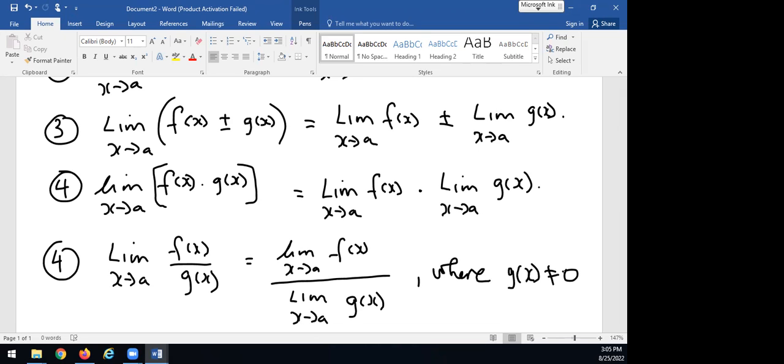So those are your laws of limits, and we are going to look at some examples. And we have some special cases that we're going to look at. We may get to those next week. We are going to look mostly now at the regular scenarios.